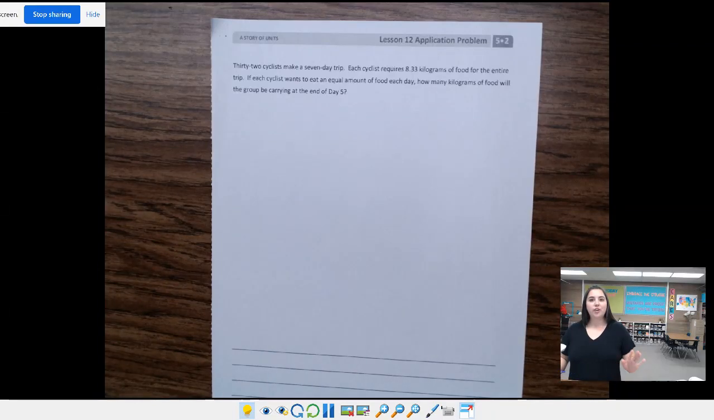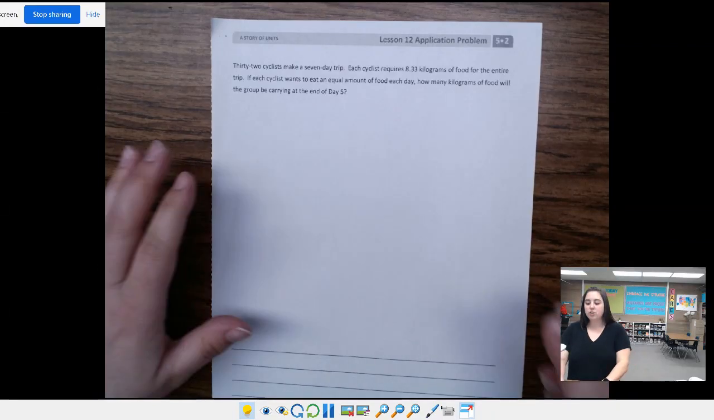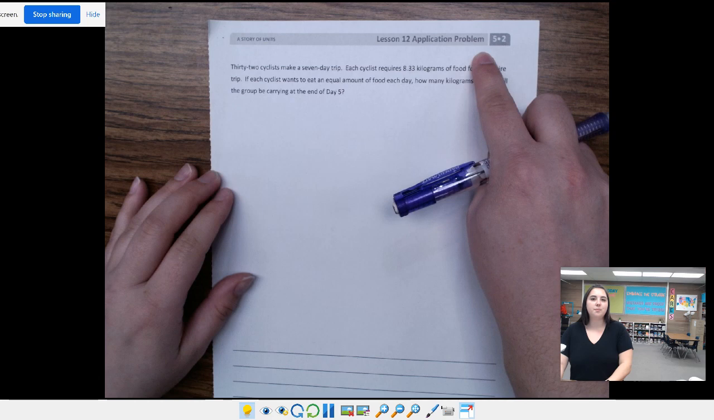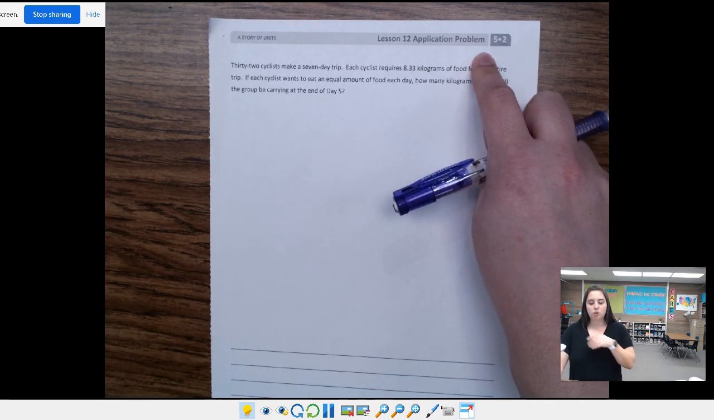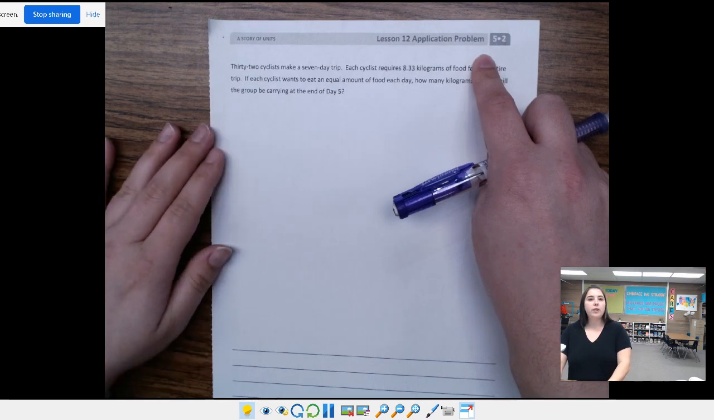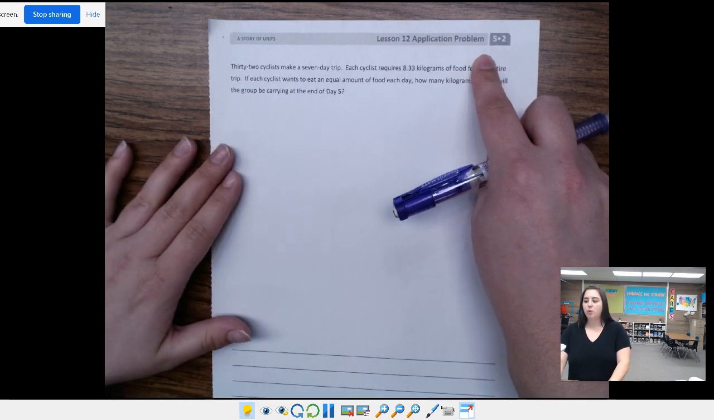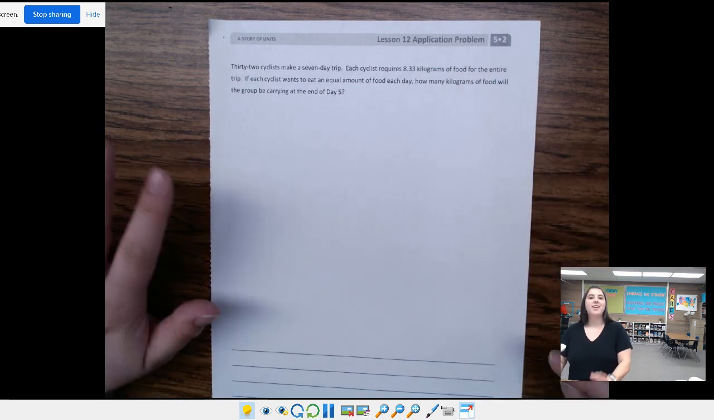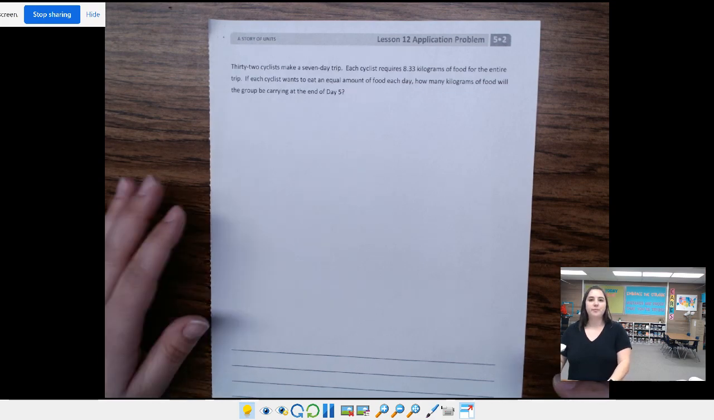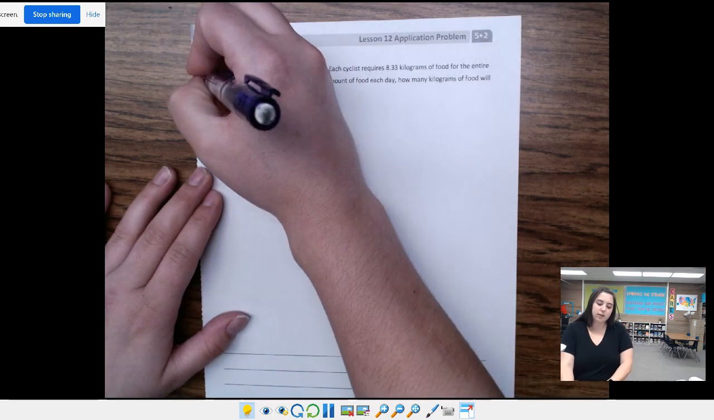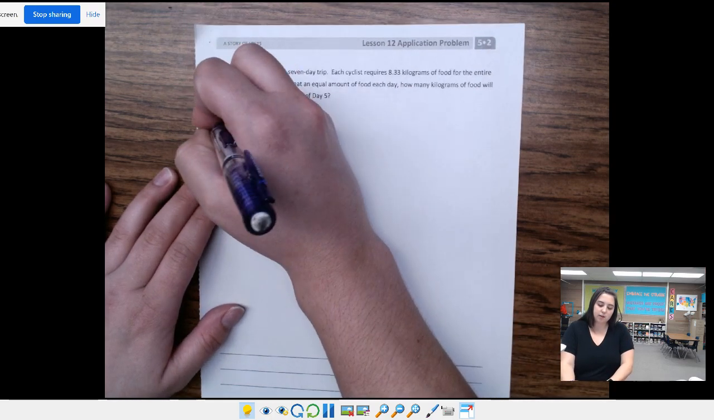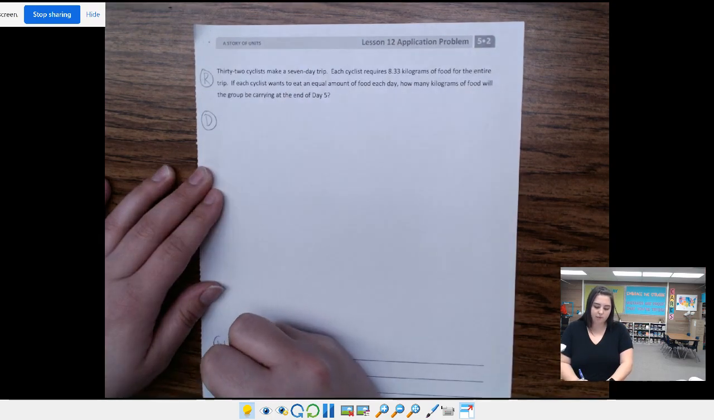Okay, such a good problem again today. So you're going to need your lesson 12 application problem. It should be in your folder, or maybe if you're not ripping out yours, it's still in your workbook. But if you can't find it, feel free to use your whiteboard marker or your whiteboard or a piece of paper. That'll work too. Okay, so lesson 12 application problem. We are read, draw, and writing.